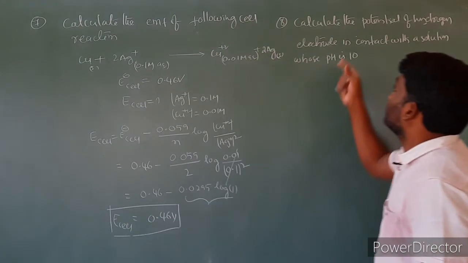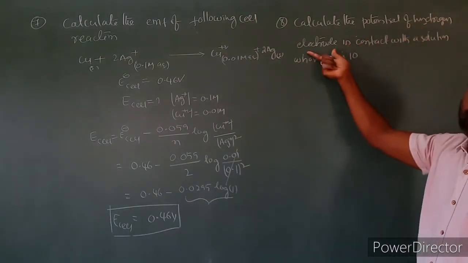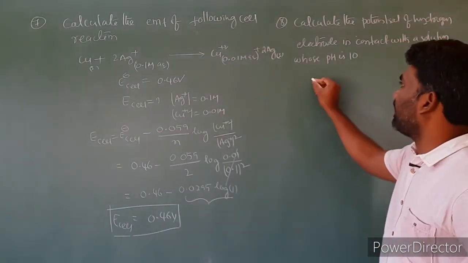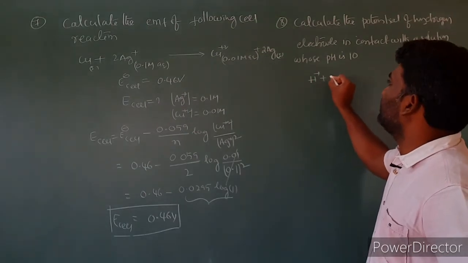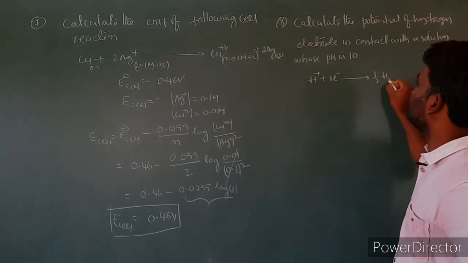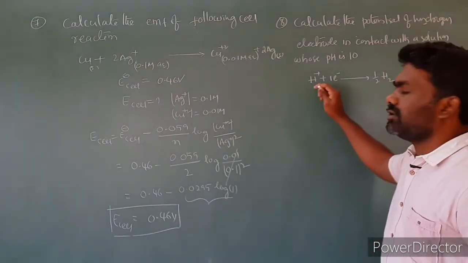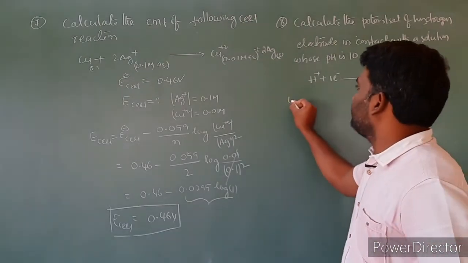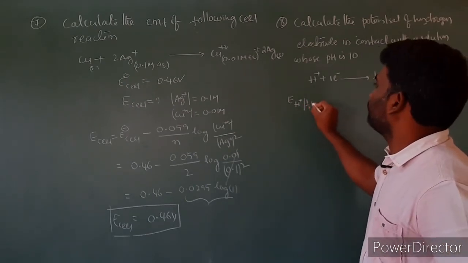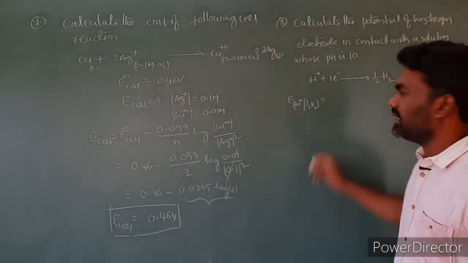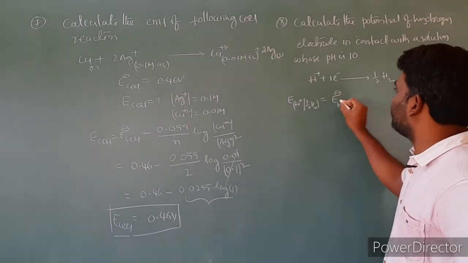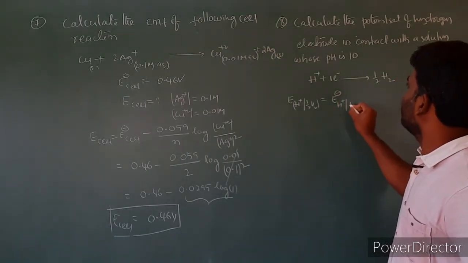Next problem. Calculate the potential of a hydrogen electrode in contact with a solution whose pH is 10. So we have to take a hydrogen electrode. The equation is H+ plus 1 electron gives rise to half H2. So this is a hydrogen electrode. For this hydrogen electrode we have to apply the Nernst equation. Then E of H+ / half H2 is equal to, under standard conditions, the standard potential of this hydrogen electrode H+ / half H2.